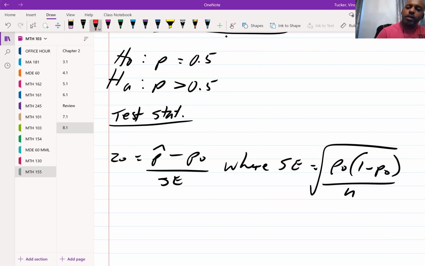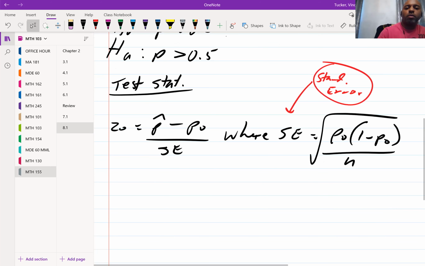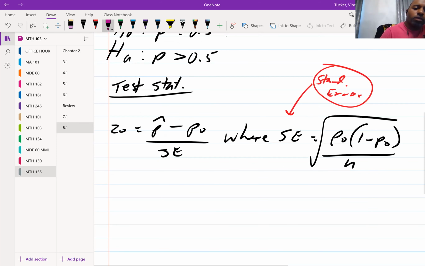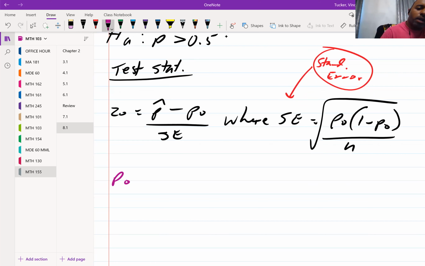So just in case they ask you about the standard error in a problem, it's called just standard error, SE. All right, so P naught is 0.5. That's our population proportion. P hat was given to us through, oh, where'd it go?